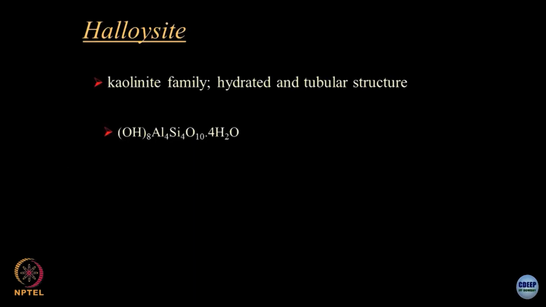Then comes halloysite. Halloysite is another mineral which is of kaolinitic family. This is hydrated and it is of tubular structure. Most of these minerals are either platelets or tubular structures. If you can remember this formula, you can remember the only difference between kaolinite and halloysite is that there are 4 water molecules which get added up to the kaolin, alright. So this becomes hydrated. So calcium oxide, put it in water, hydration occurs, calcium hydroxide gets formed, alright.